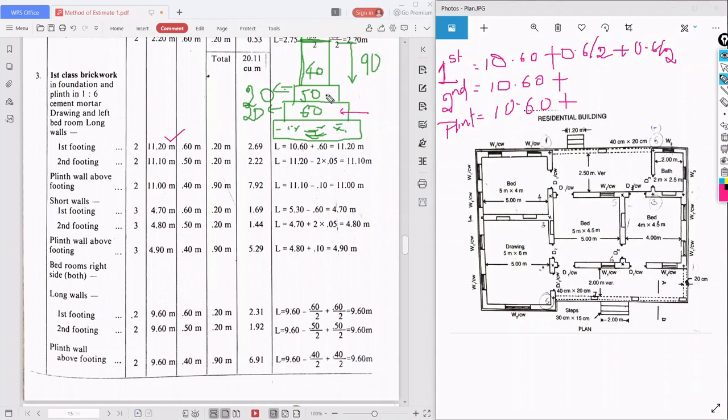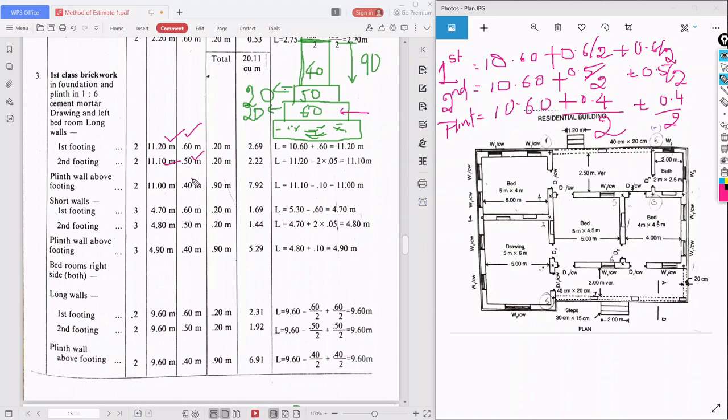Similarly for the second footing, what is the width? It is 0.5 by 2 plus 0.5 by 2. This is your length for the second footing. Similarly for the plinth, what is the width? That is 40, so 0.4 by 2 plus 0.4 by 2. If we do this, you will get the lengths as 11.20, 11.10, and 11. So what is the width?